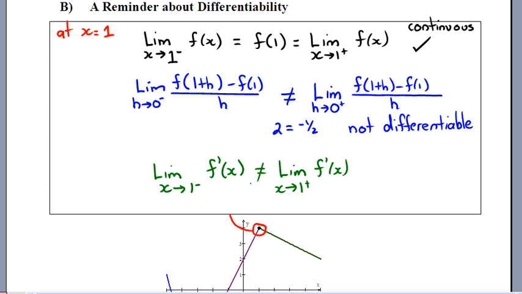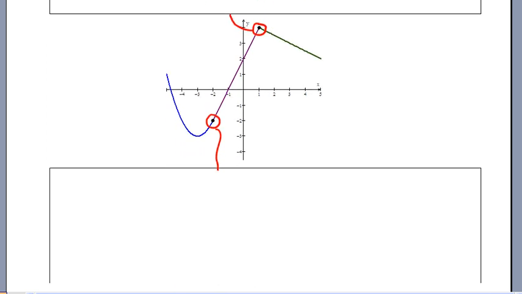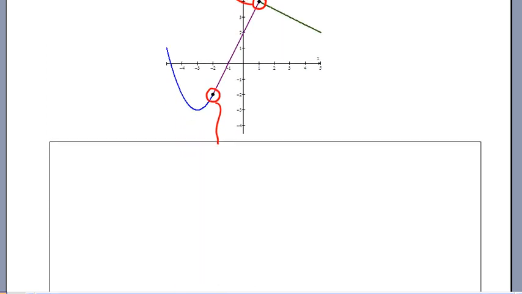One of them is 2, and the other one is -1/2. And so that thing is not differentiable. Okay, but the nice thing is this graph does actually have differentiability at x is equal to -2. So let's just look at that and how we could write that mathematically.